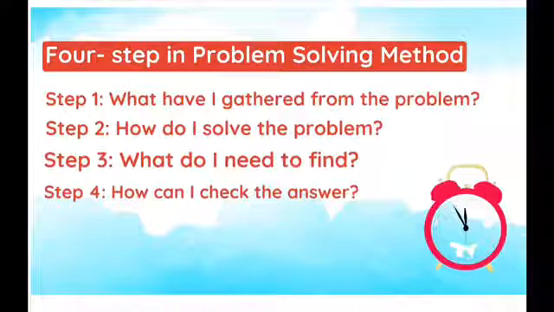Step 1 shows us the question, what have I gathered from the problem? This only means that we need to be very careful in reading the given problem and identify the important information that will help us answer the story problem. Step 2, how do I solve the problem? This would include your strategy on how you are going to find out the answer to the given problem. This may either be in the form of drawing your bar, making a list, doing guess and check, or looking for a pattern. Step 3, what do I need to find?